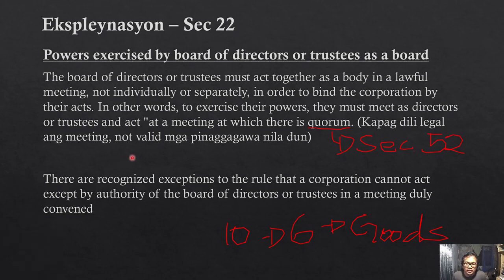So there are recognized exceptions to the rule that a corporation cannot act except by authority of the board of directors in a meeting duly convened. Ito na-discuss na mention natin kanina na yung mga general rule na dapat nandoon yung board of directors. Pero may mga instances kasi na kahit yung board did not meet in a meeting duly convened, na kahit yung mga acts walang authority ng board, nagiging valid pa rin siya later on. Ano yun? Next slides, yun yung mga exceptions to the rule.